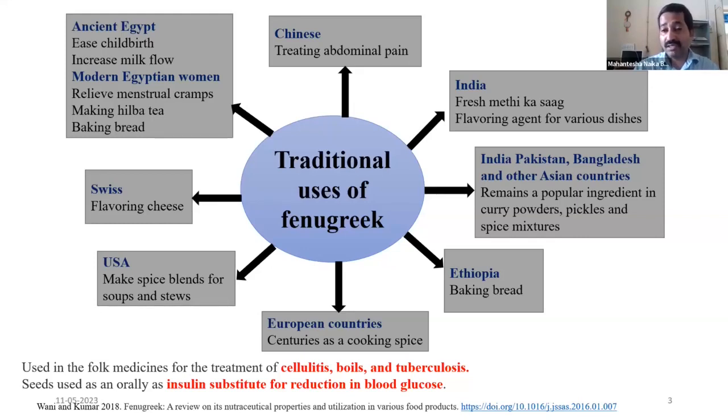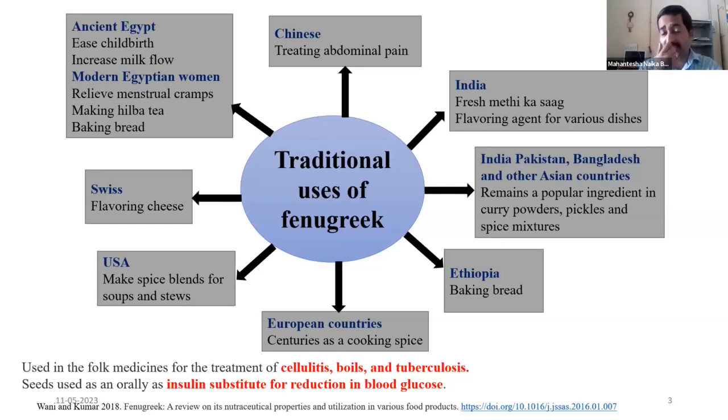In Ethiopia, it is mainly used for baking bread. In European countries, they have been using it for centuries as a cooking spice. In the US, they use it as a spice blended for soups and stews. In Switzerland, it is mainly used for flavoring cheese.